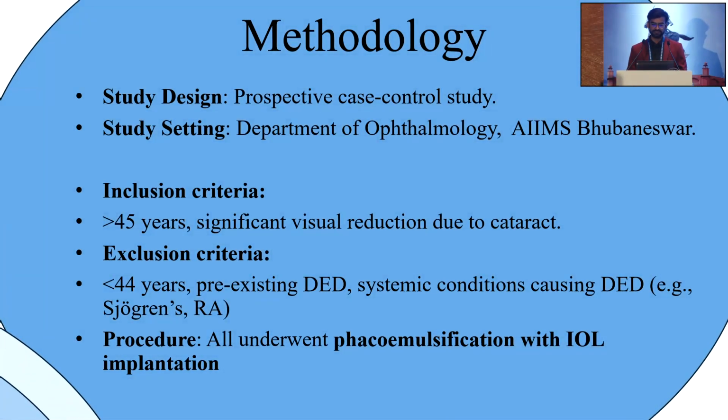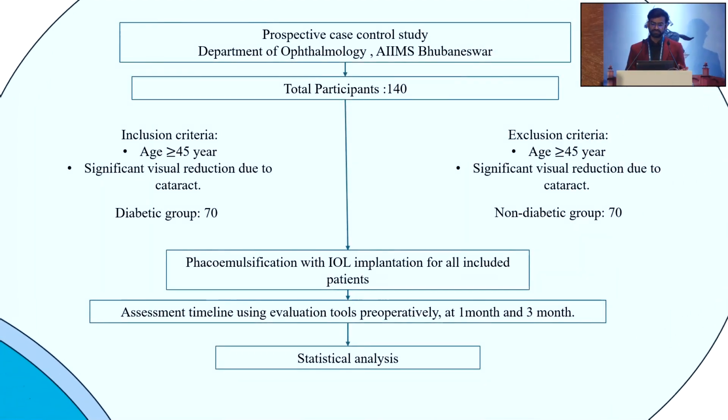We designed a prospective case control study with 140 patients, 70 diabetic and 70 non-diabetic patients, all undergoing phacoemulsification with IOL implantation. Our inclusion criteria focused on patients over 45 years with significant visual reduction due to cataract, while excluding those under 44 or with any cause of pre-existing dry eye disease such as Sjogren's syndrome or any other associated condition.